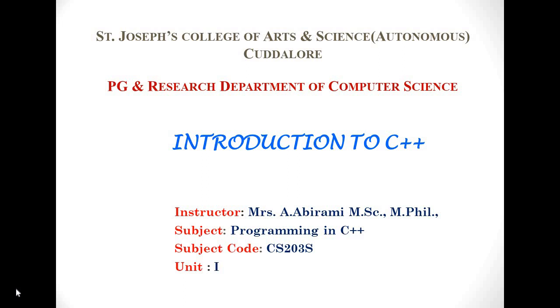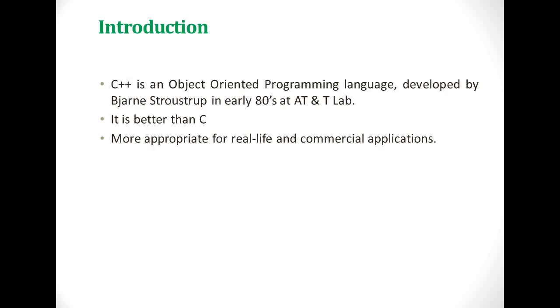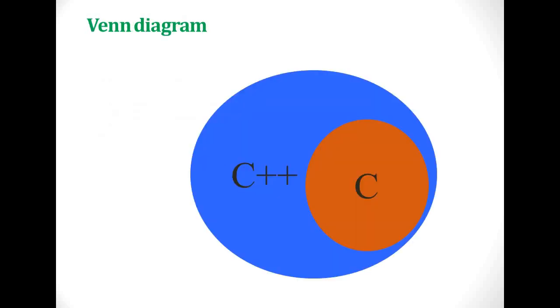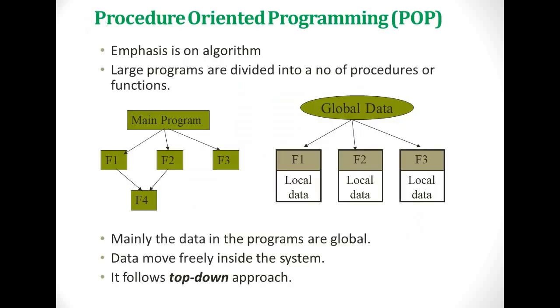Let's see about Introduction to C++. What is C++? C++ is an object-oriented programming language developed by Bjarne Stroustrup in the early 80s at AT&T Lab. It is better than C, more appropriate for real life and commercial applications. C++ is an extension of C.